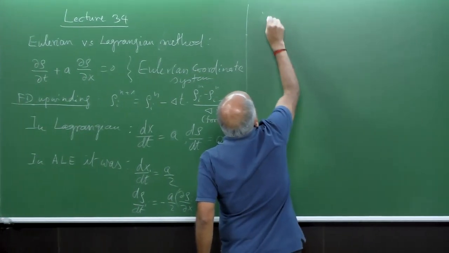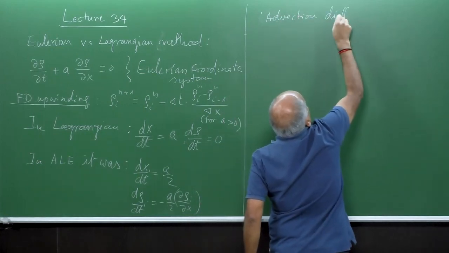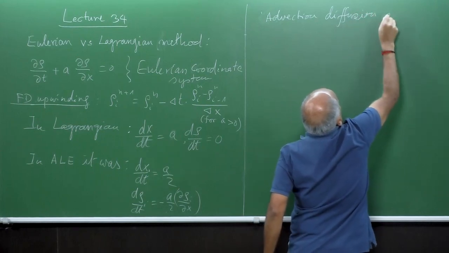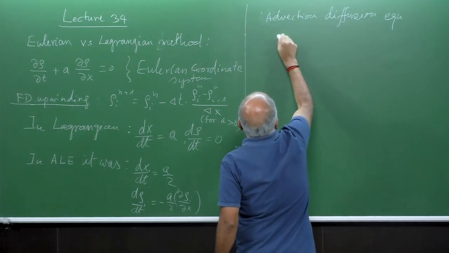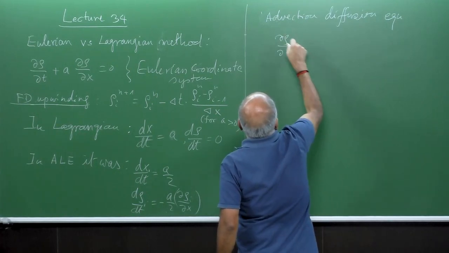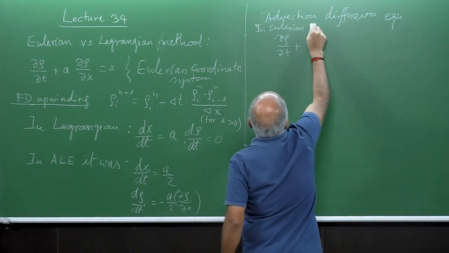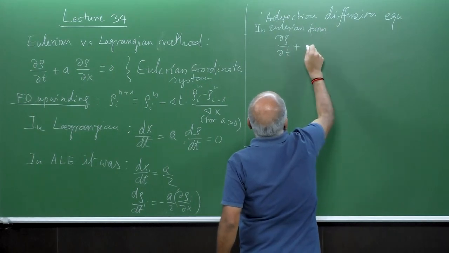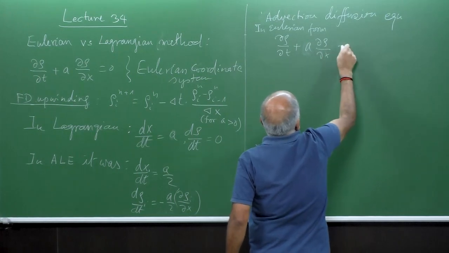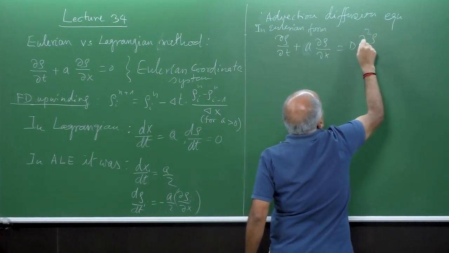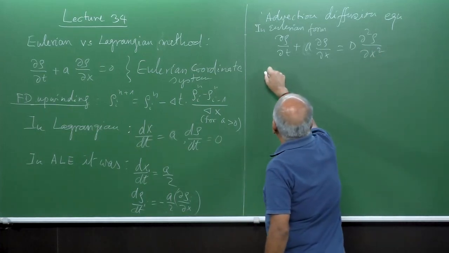For the viscous term, the advection diffusion equation, what we have in Eulerian form is del rho by del t plus a del rho by del x is equal to d del 2 rho by del x square, then finite difference.